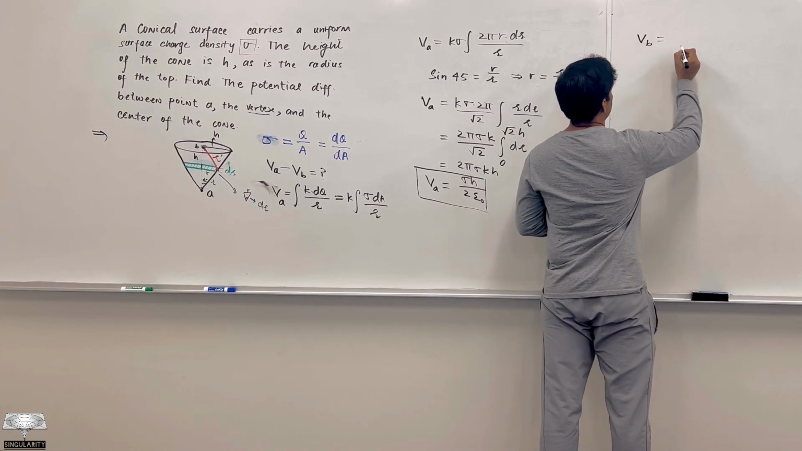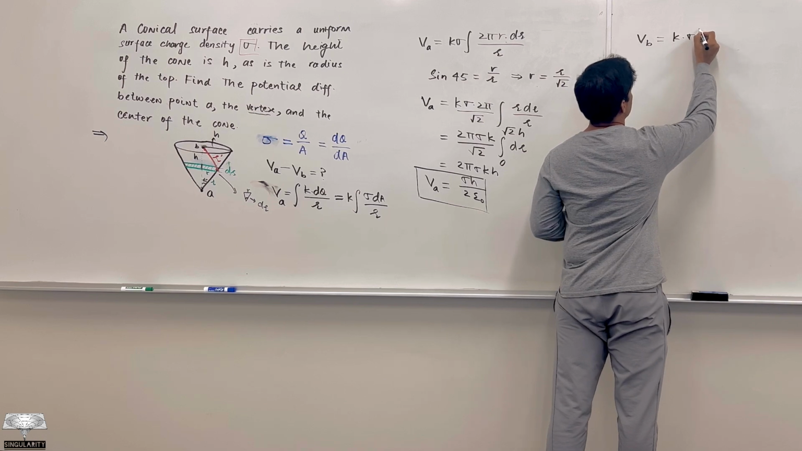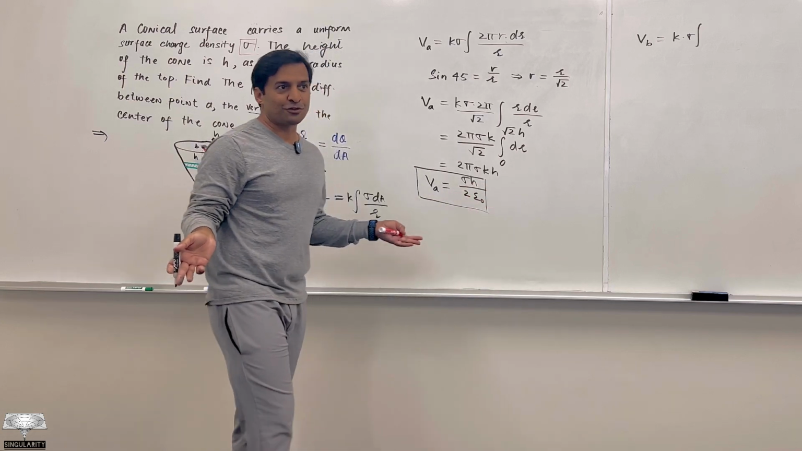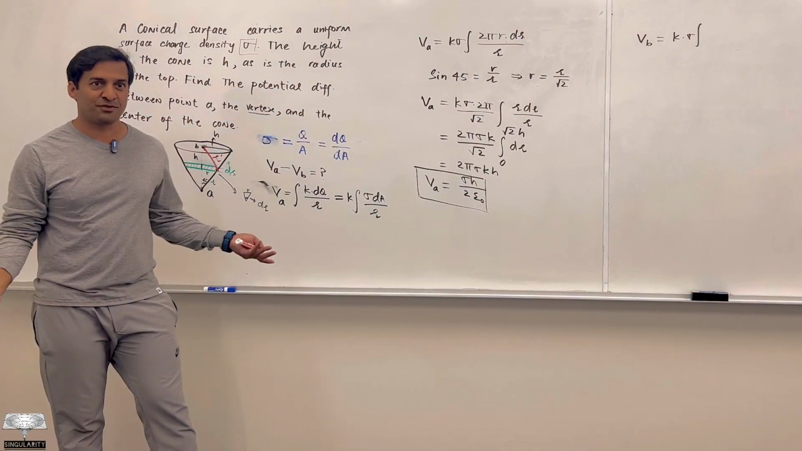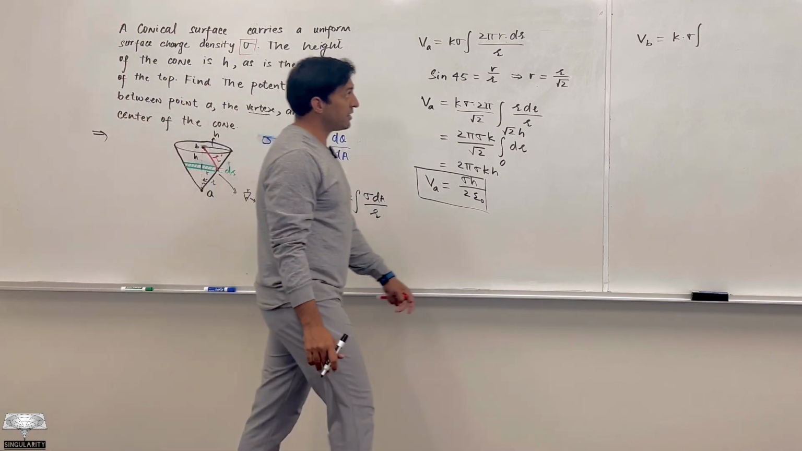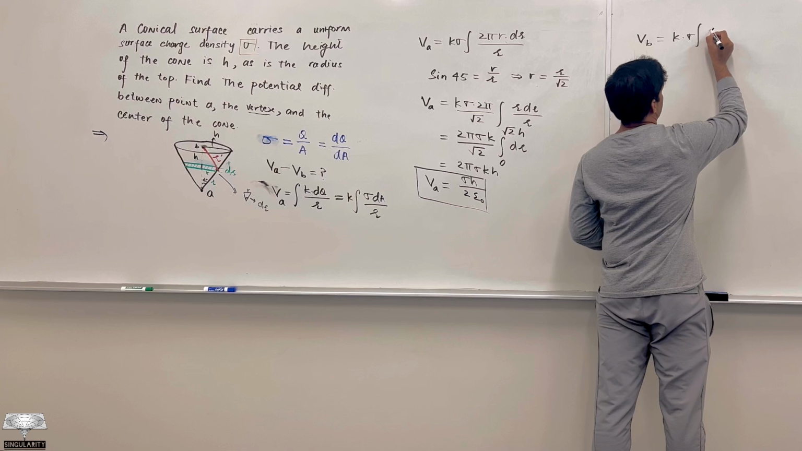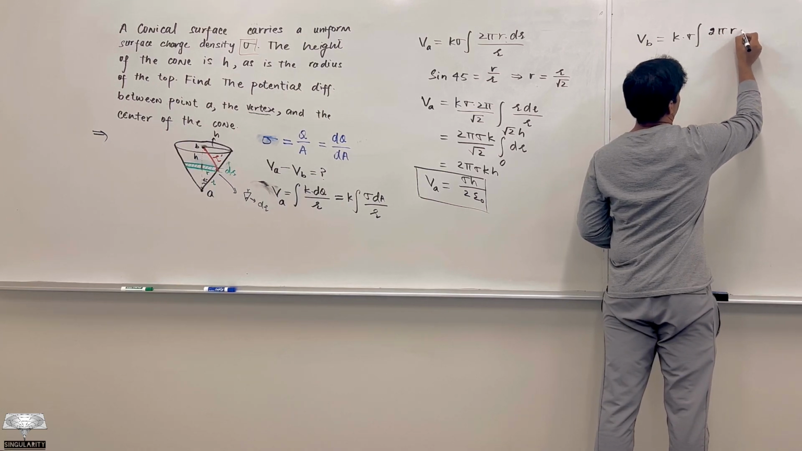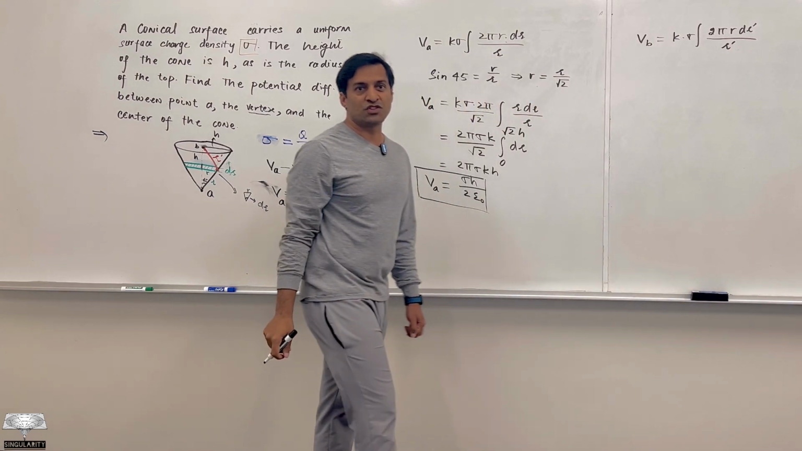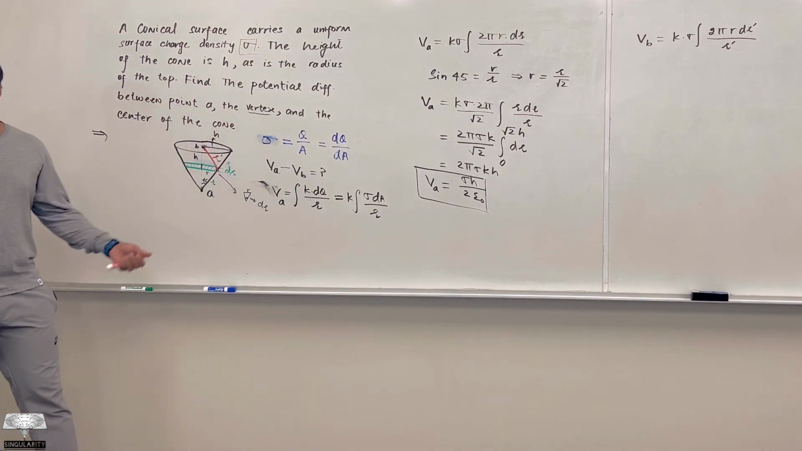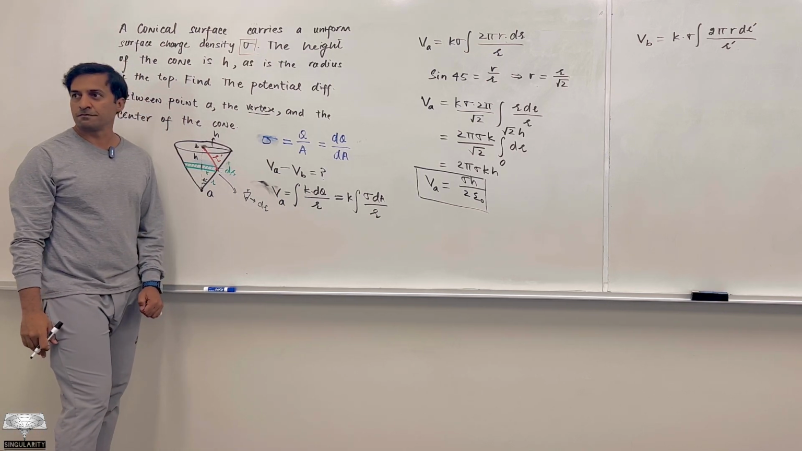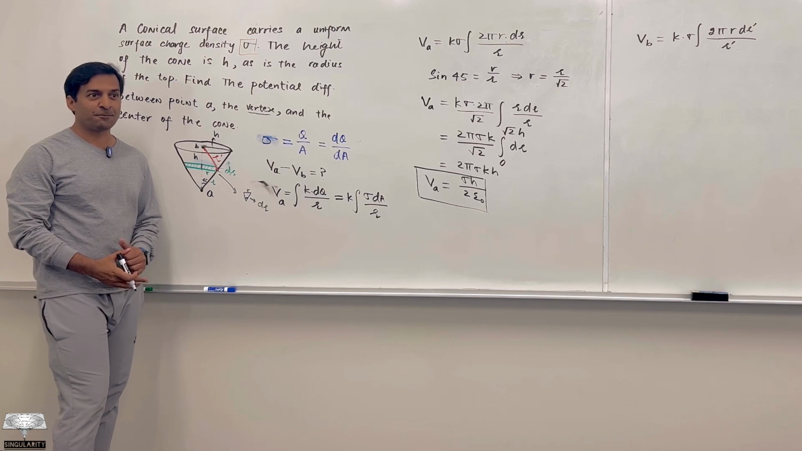V at point B is k times sigma integral, with limits. Now we know the limits, 0 to 2h, because the cone is the same object for both of these points, so limits should stay the same. And then we have dA, which is 2 pi r dr. So this becomes 2 pi r dr divided by r prime, right? Just the r changed. The distance to point B is different from the distance to point A. We good till this point?